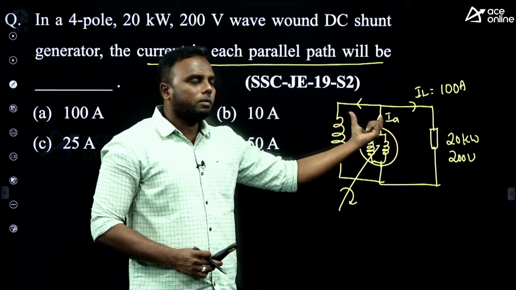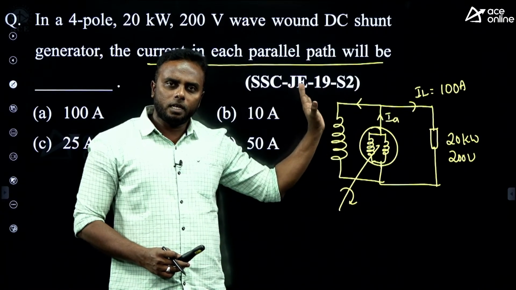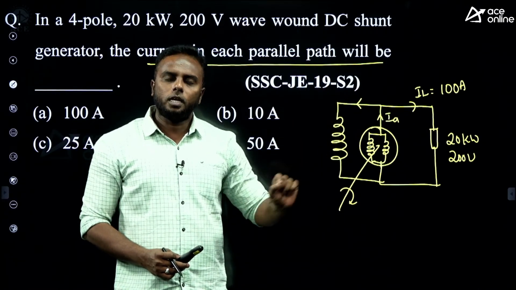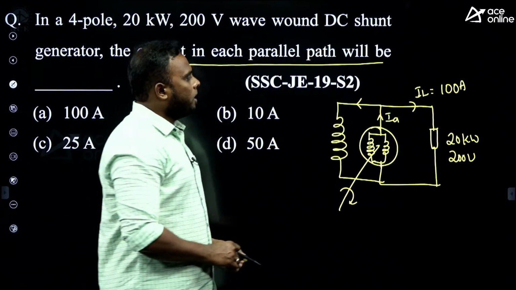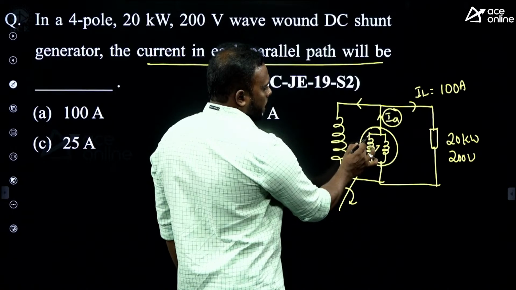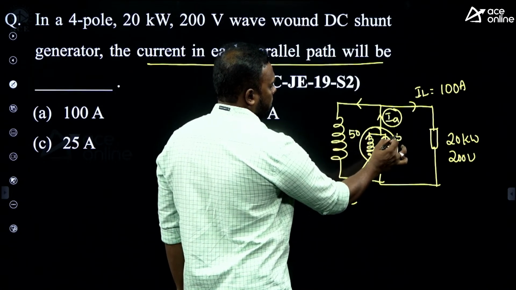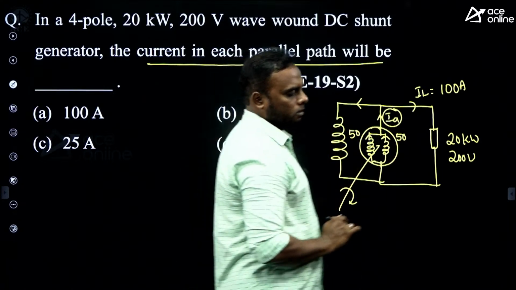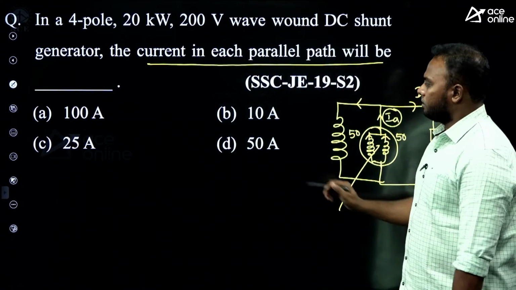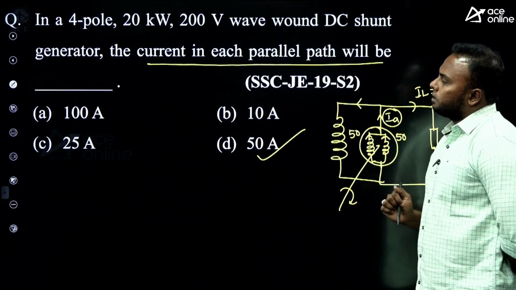Then what will be the armature current? Actually ISH required, but assume that generally field currents are very small, 1 amp, 2 amps. So let us neglect that. Then approximately IA also 100 amps only. Then as it is 2 parallel paths, current equally divides here 50-50. So current in each parallel path they are asking. So approximately it is 50. So from the options, option D is correct.